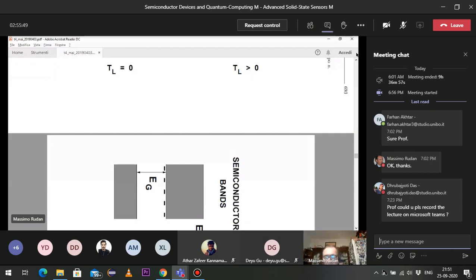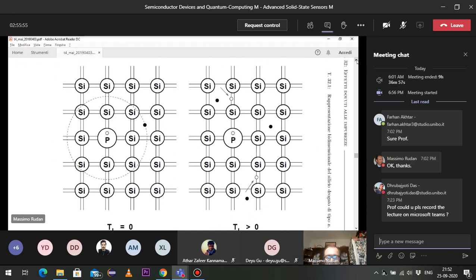This is the description in space. As you expect, we then must also use the description in energy and eventually recalculate the concentrations of electrons and holes when you have a dopant in the material. We do not have time to do it today. We shall do it on Tuesday, but we have just a few minutes.